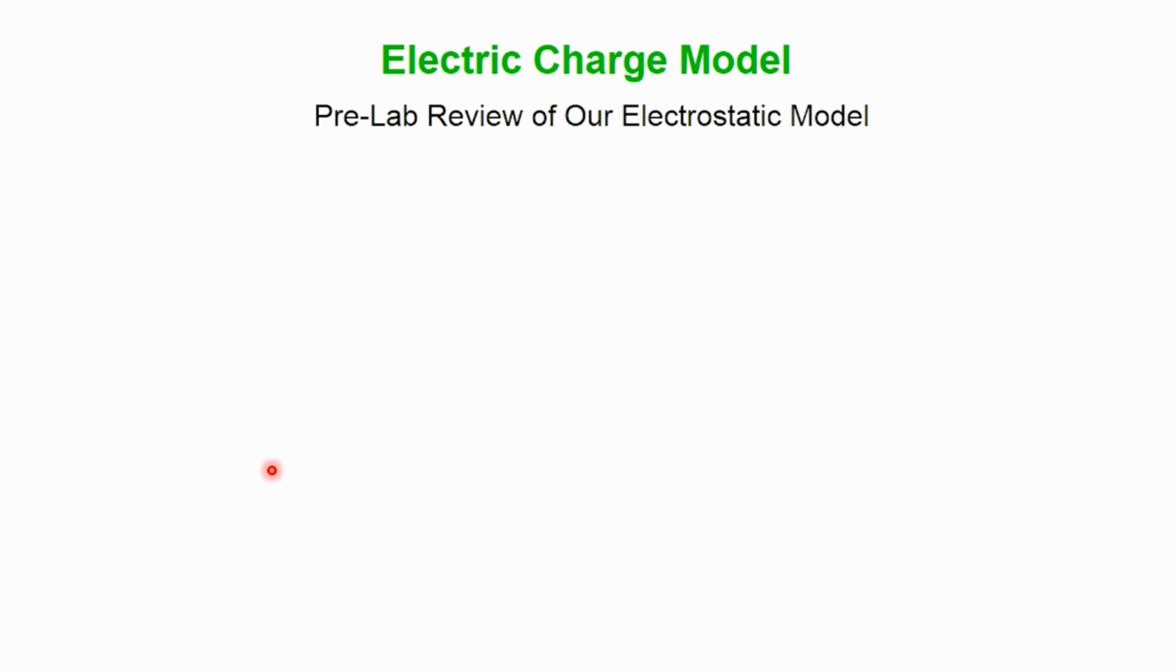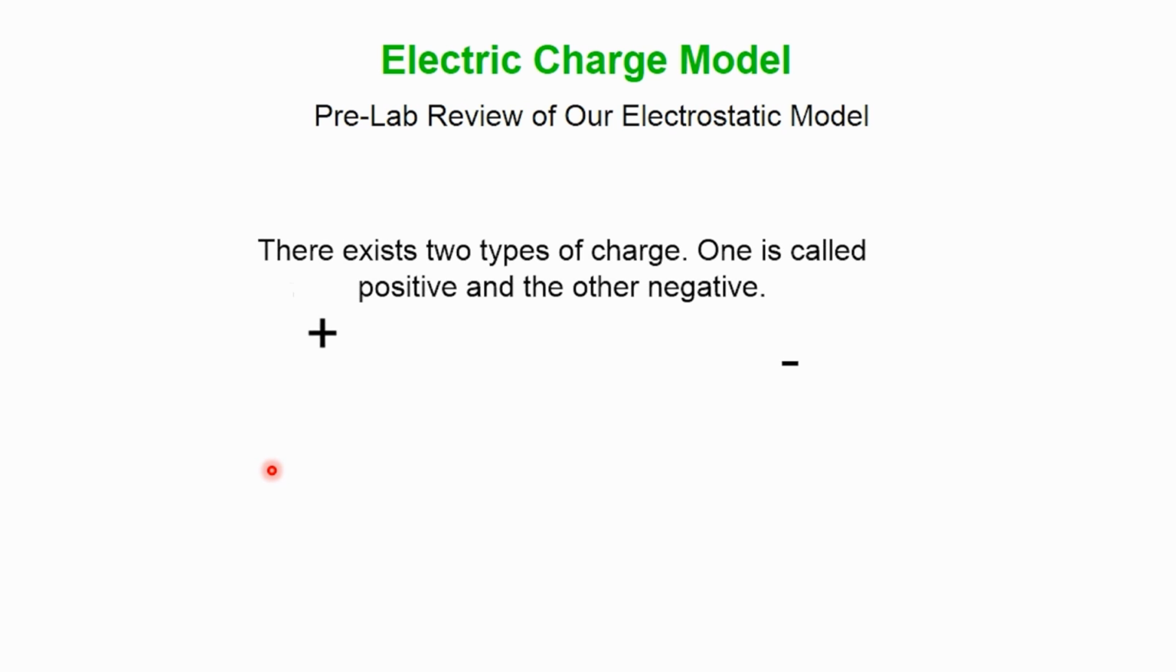In the model, there exist two types of charge. There's the positive charge, and that's associated with the protons that reside in the nucleus of the atom, and there's the electron associated with the negative charges that reside outside the nucleus in the atom. So there's two types of charge. One's called positive, the other is called negative.